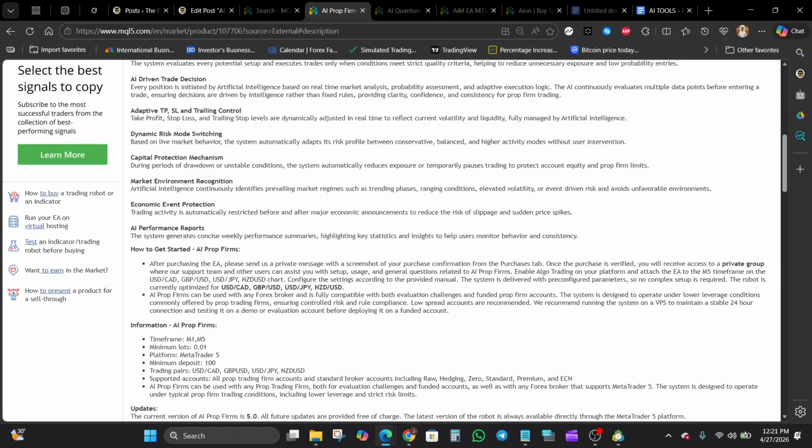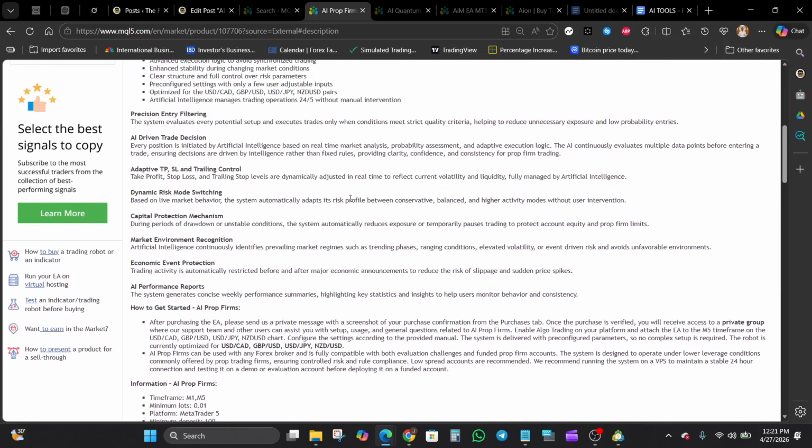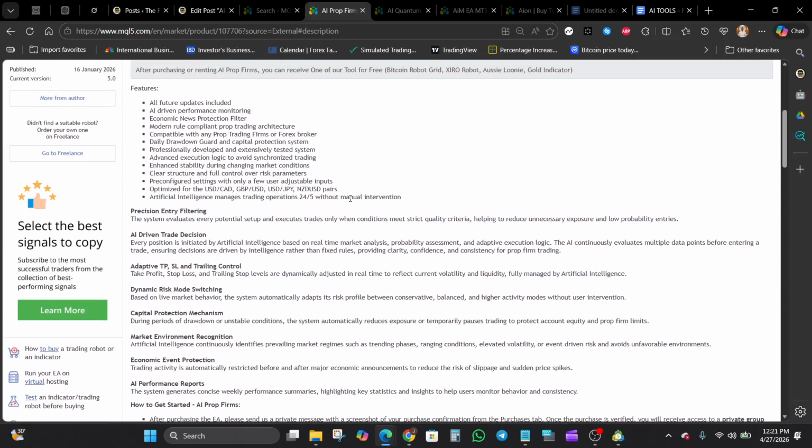However, one thing to keep in mind is that this type of system is highly structured and rule based under the hood. Even though it's labeled AI, it's still operating within predefined risk and execution frameworks. So overall, what I'm seeing here is risk first automation, prop firm compliance focus, controlled execution rather than aggressive trading, and heavy emphasis on capital protection, right?